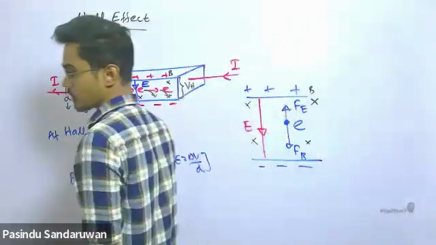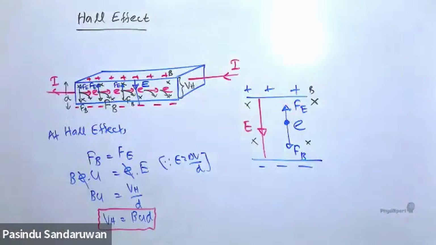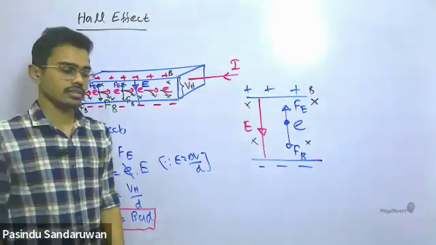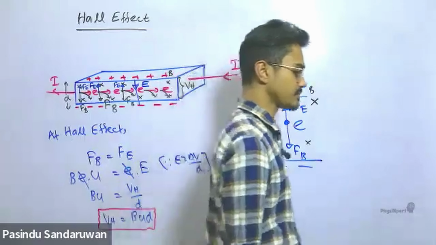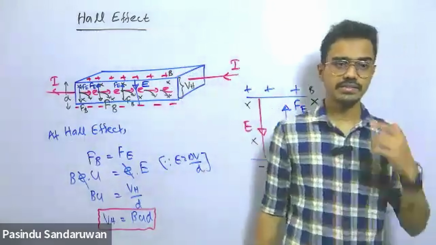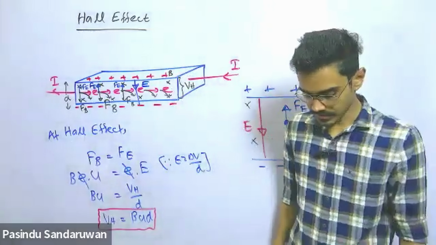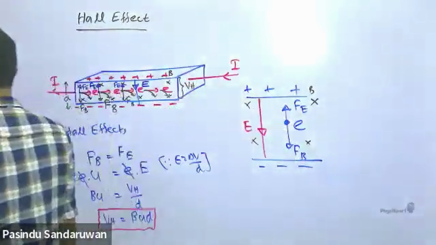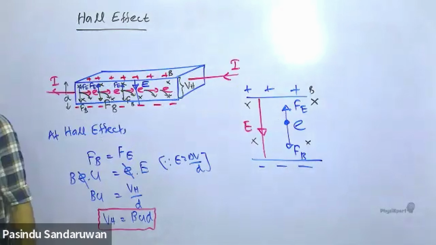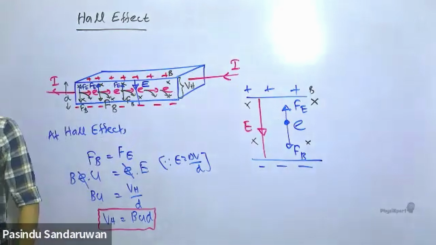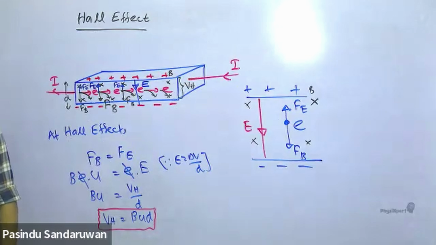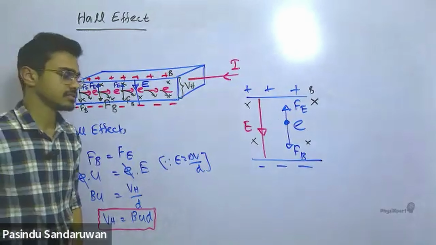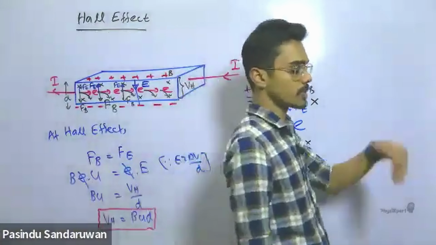Next point: the path of electrons deviates towards the bottom surface.